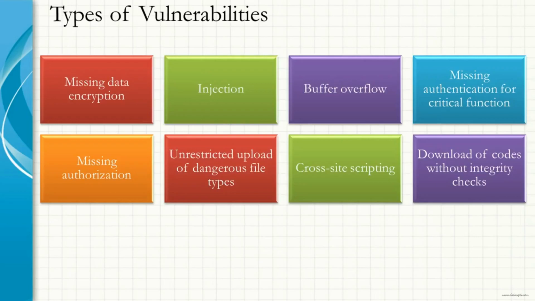Download of codes without integrity checks. If the source code or an executable is downloaded from a remote location and executed without verifying the origin and integrity of the code, it may compromise the system on which the code is executed. An attacker can infuse malicious code by compromising the host server, such as by performing DNS spoofing or modifying the code in transit. Verification of a downloaded file with hashes is the best way to verify its authenticity and integrity.